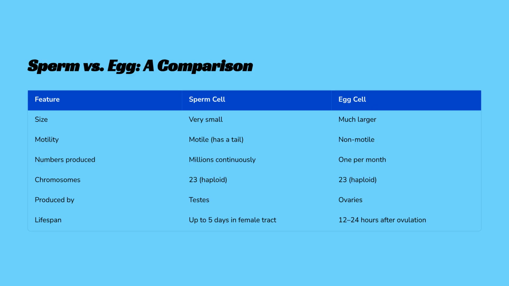Finally, remember the core differences between sperm and egg cells. Sperm are small, motile, and produced by the millions, while the egg is large, non-motile, and released one at a time each month. Both are haploid, carrying 23 chromosomes each.